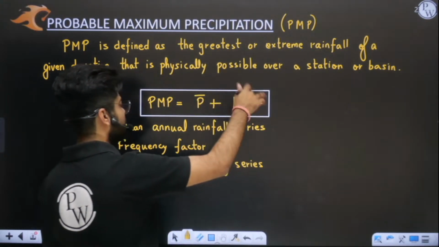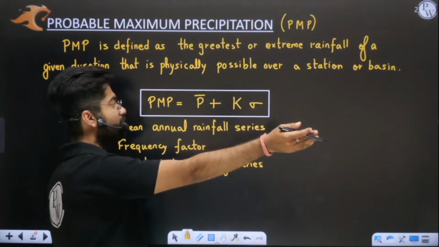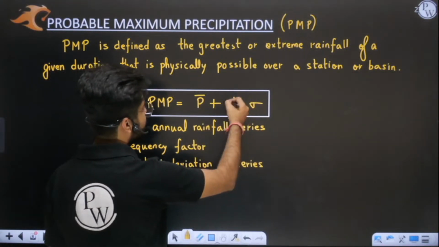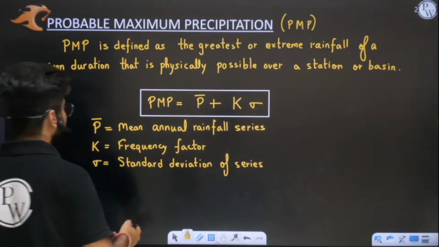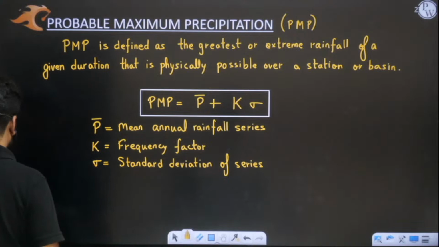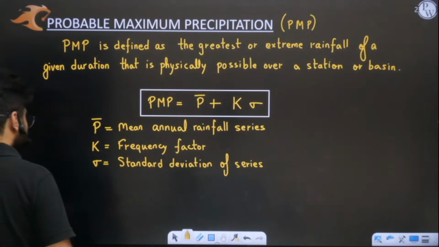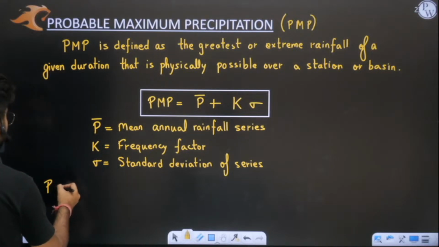See, if you want to go to the topmost side, then obviously this K value should be very high, somewhere around 14 to 15. So this is your probable maximum precipitation. I hope this is very clear to you. So basically PMP is used for design of large hydraulic structures.